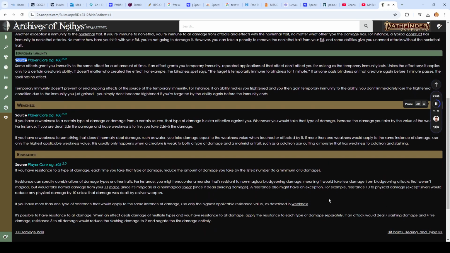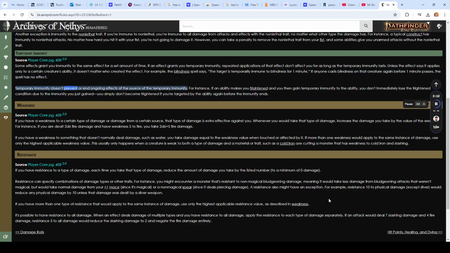Temporary immunity. Source: Player Core page 408. Some effects grant you immunity to the same effect for a set amount of time. If an effect grants you temporary immunity, repeated applications of that effect don't affect you for as long as the temporary immunity lasts. Unless the effect says it applies only to a certain creature's ability, it doesn't matter who created the effect. For example, the blindness spell says, "The target is temporarily immune to blindness for a minute." If anyone casts blindness on that creature again before 1 minute passes, the spell has no effect.